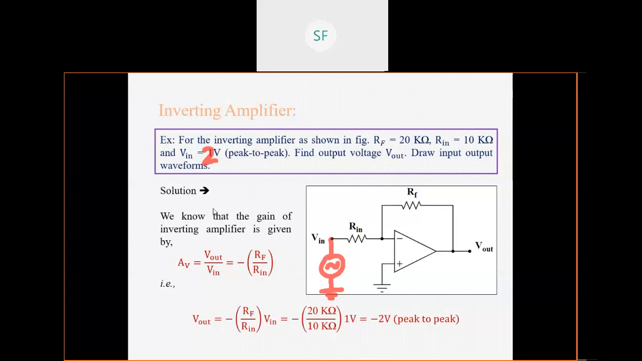So now we will go to the solution. We know that the gain of the inverting amplifier is given by, we have seen in the last session. We have derived the expression for the voltage gain. So AV, that is voltage gain, is given as V out divided by V in. And what was the expression we have obtained? It is minus RF divided by R in.